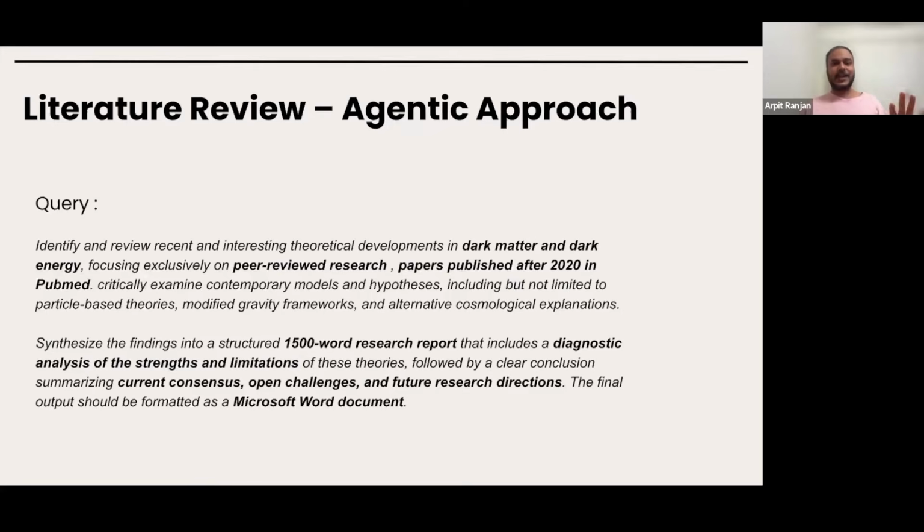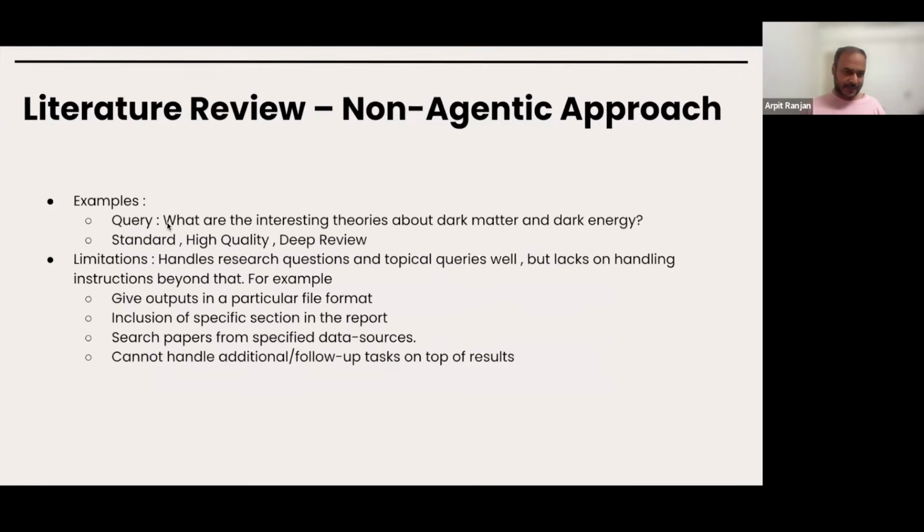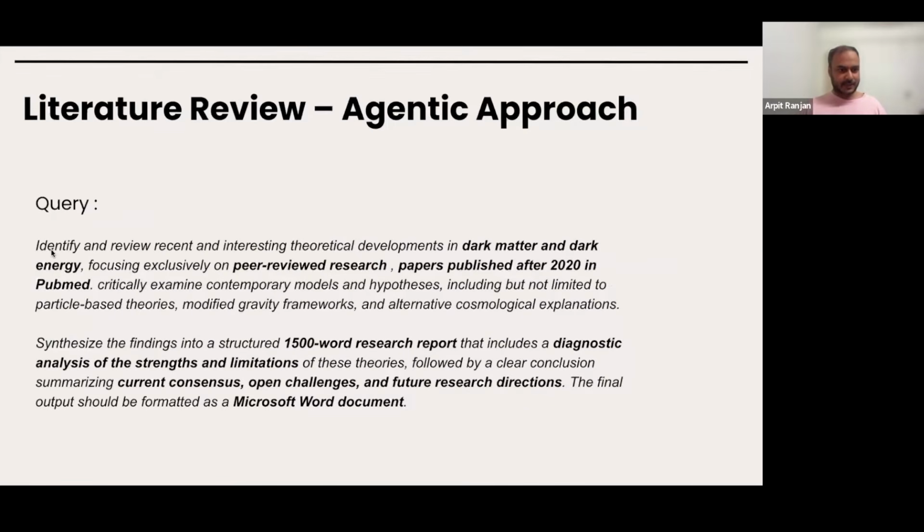Okay. So here, what I have tried doing is, we earlier did a query in the literature review tool based on this research question, right? So I've just taken this topic, this research question only, and I've tried expanding it, adding more details to it, so that we can see what different criteria or parameters the agentic approach of literature review, or the AI agent, can handle, right? So again, using the same topic, I expanded it, and I mentioned: identify and review recent and interesting theoretical developments in dark matter and dark energy. So this was the topic.